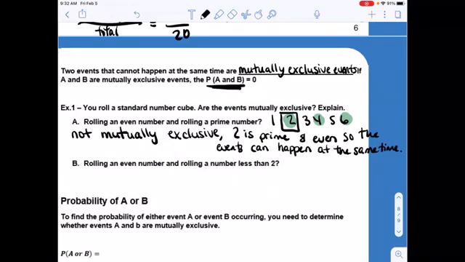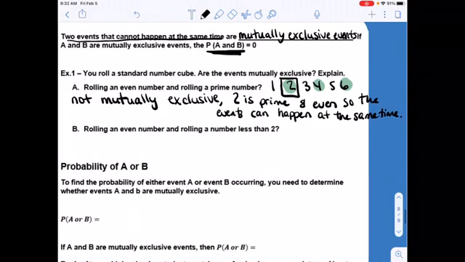Okay, so if the events can happen at the same time, they're not mutually exclusive. If the events cannot happen at the same time, they are mutually exclusive. So, a little confusion with the double negative idea, but that's just how it works.